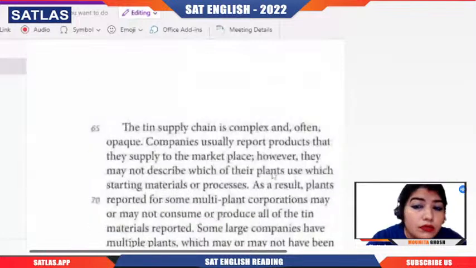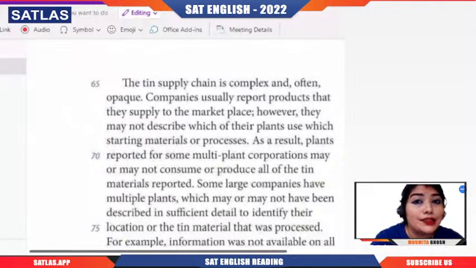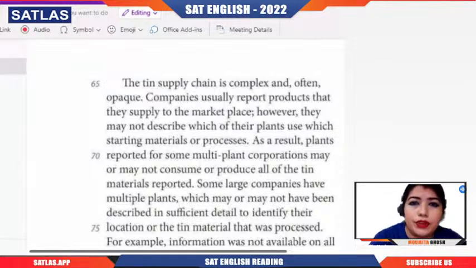Okay, now only the last paragraph is left. The tin supply chain is complex and often opaque. Opaque means where light does not pass through a substance is known as opaque. That means you are not getting knowledge of it. That is how the supply chain of tin is going on. We are not aware of it.